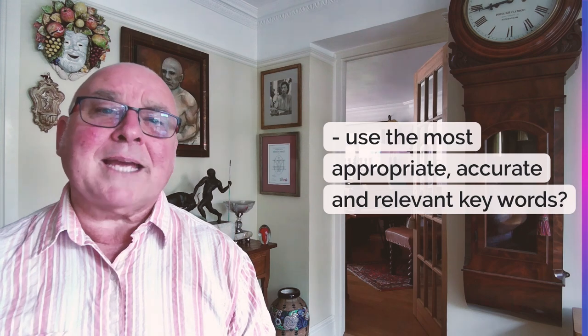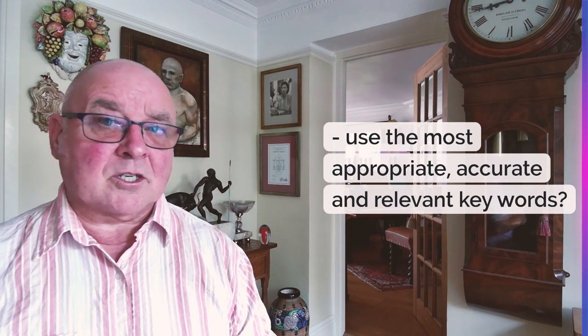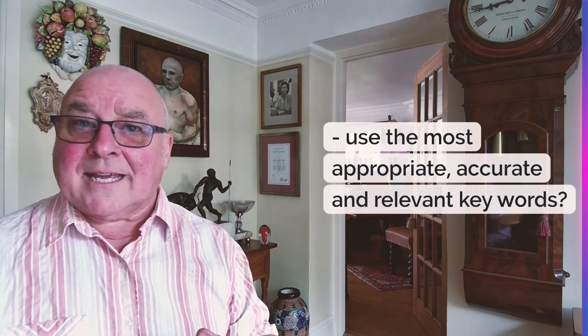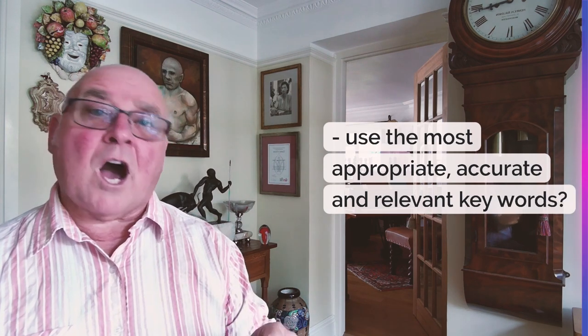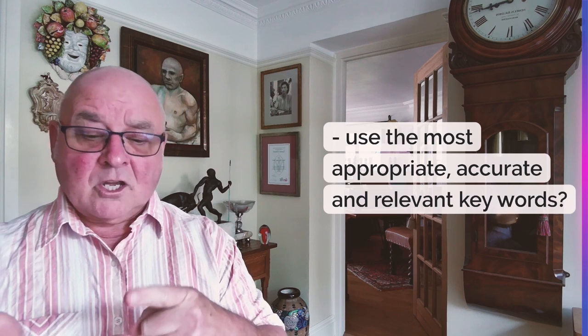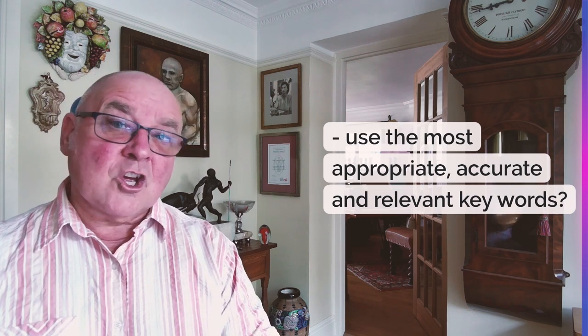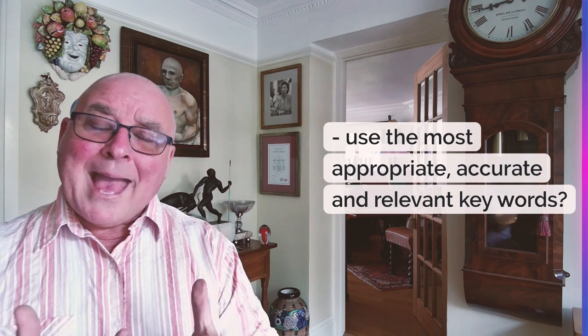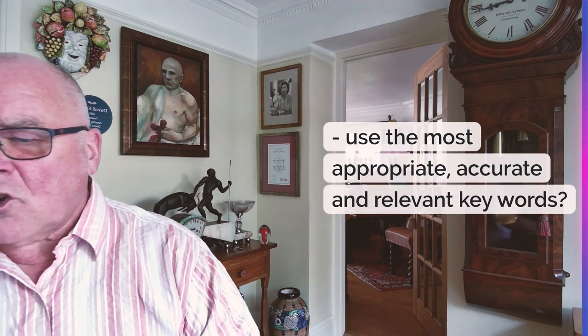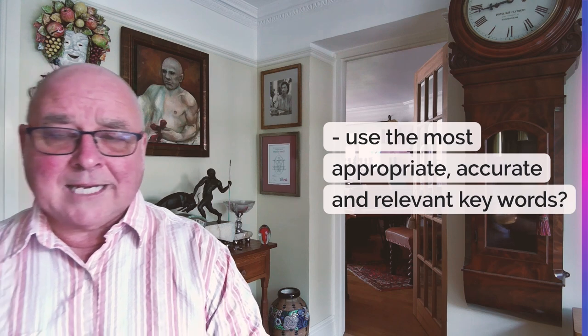And we've covered in other places how to use truncations. So say, for example, if you're looking for anything to do with nursing, you might just write N-U-R-S and then an asterisk. And that will pick up nurse, nurses, nursing, nursed. Okay, so it'll pick up anything that's relevant with those terms. So make sure you are using the most appropriate key terms.